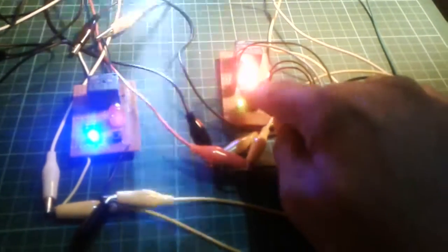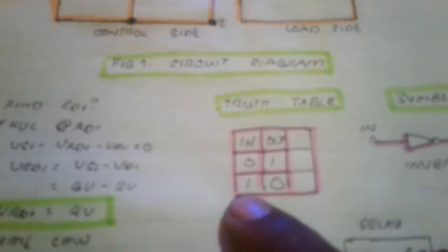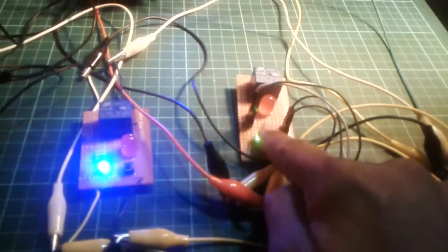It has a truth table of: no signal or low, output is 1. Meaning there's no signal here, no input, 0; the LED turns on, so the output is 1. When there's a signal here, or high input, the LED turns off. So this one is the symbol for an inverter: a triangle with a circle at the tip of an arrow.